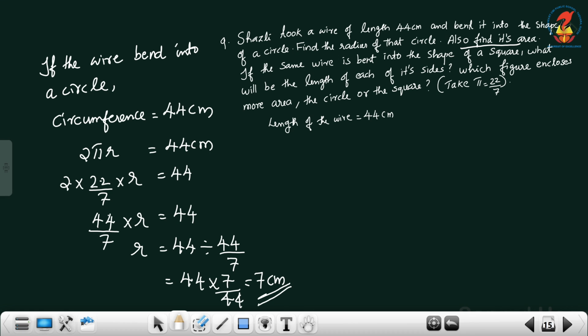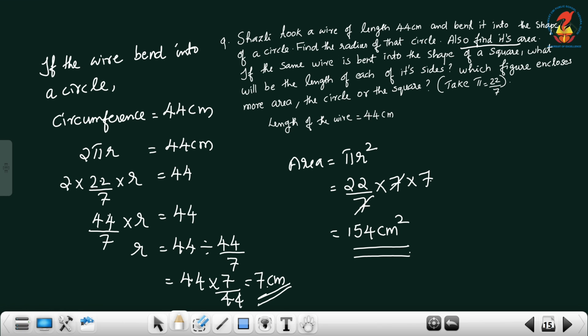We have to calculate its area also. What is the area of the circle? Area equal to pi r square, pi equal to 22 by 7 into r square, 7 square, that means 7 into 7. 7 and 7 you can cancel. 22 into 7, 154 centimeter square.